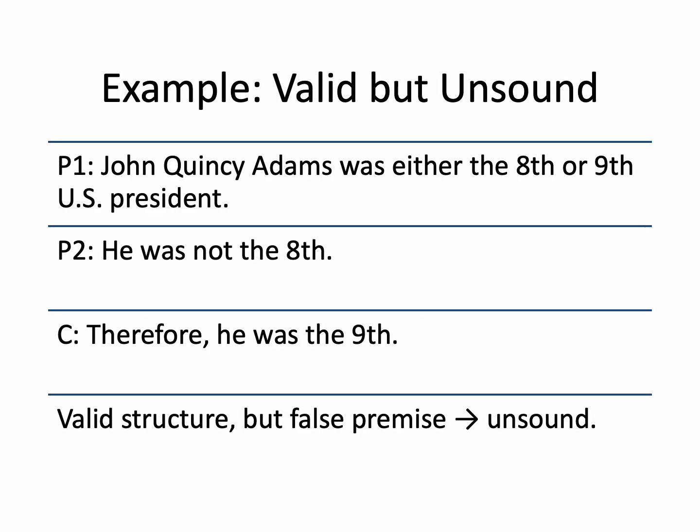Now here's a valid but unsound argument. Premise 1, John Quincy Adams was either the 8th or 9th U.S. president. Premise 2, he was not the 8th. Conclusion, therefore he was the 9th. The logic is perfect. If the premises were true, the conclusion would have to be true. But since the first premise is false, the argument is unsound.